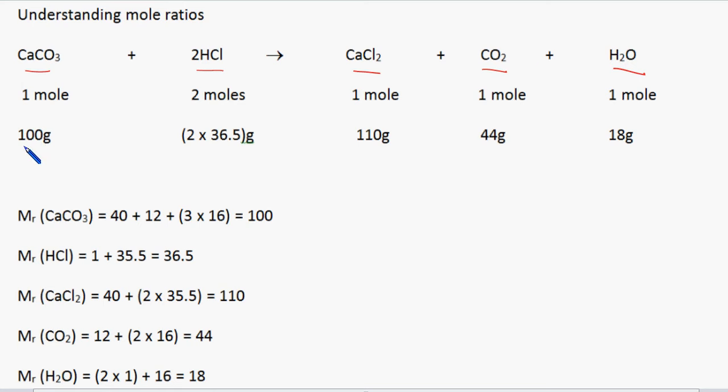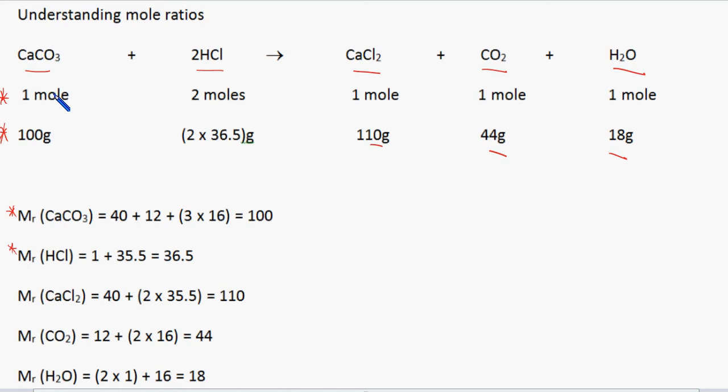In terms of masses now, the mass of 1 mole of calcium carbonate is 100 grams. And this is the calculation for it here. The mass of 1 mole of hydrochloric acid is 36.5. In the case of calcium chloride, it's 110. Carbon dioxide is 44, and water is 18. So we've written this equation in 2 ways, looking at it as moles and looking at it as mass.